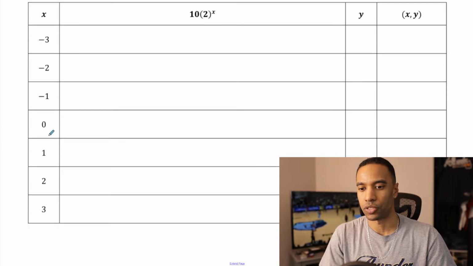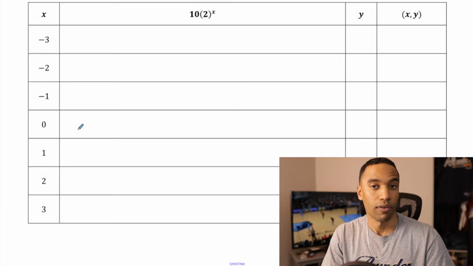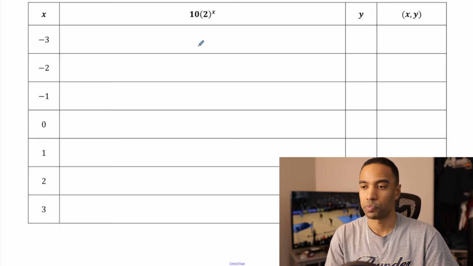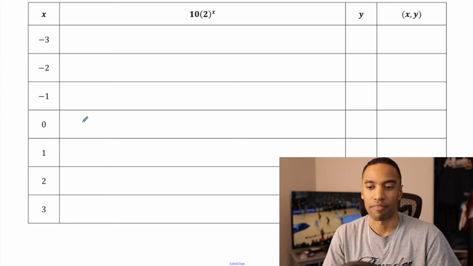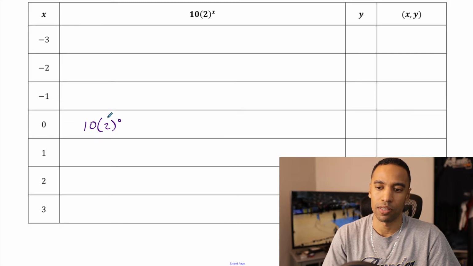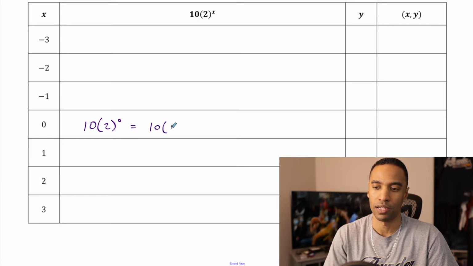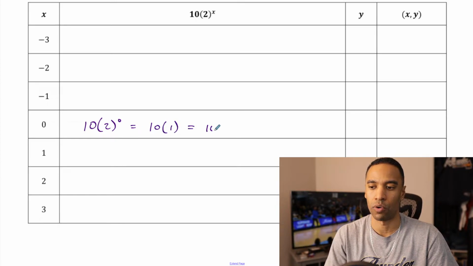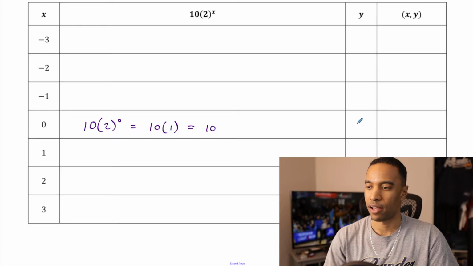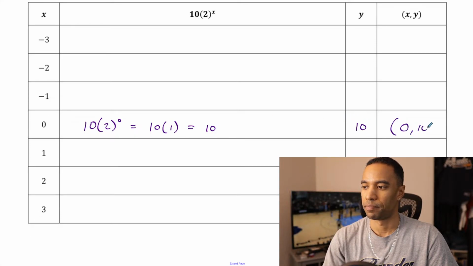I will start actually with the bottom. Let's go from 0 to positive. I argue that they're easier. And what we're going to do is substitute these values in for x, get the y value, write the ordered pair. And that's all good. Because the idea is we could graph these, right? So we have 10 times 2 to the 0 power. This is perfectly in line with what I was bringing up before. 2 to the 0 power is 1, and we do 10 times then 1, which is 10. So the y value for that is 10, and we get 0, 10.